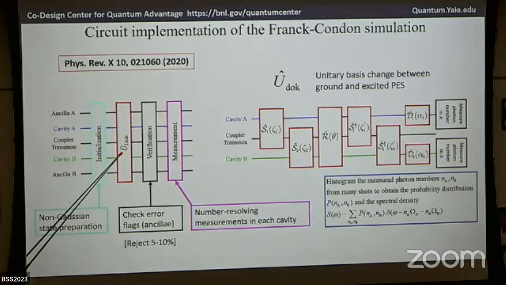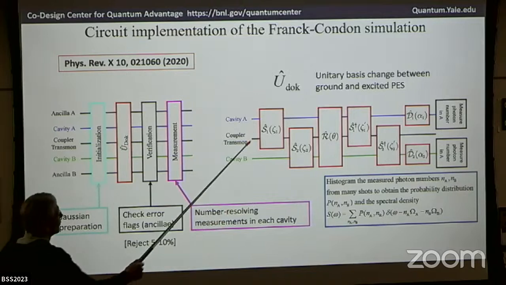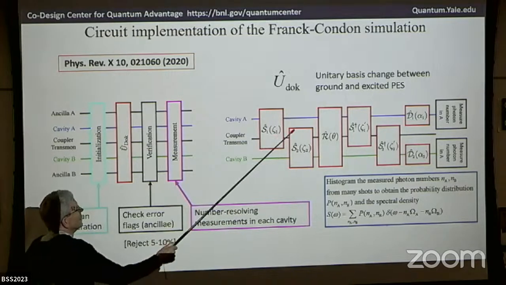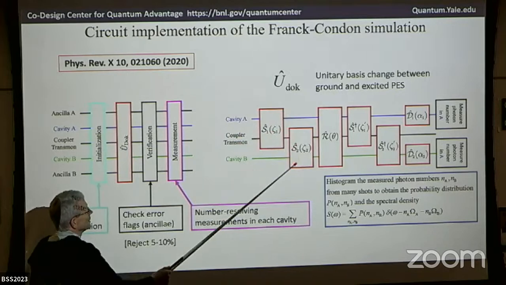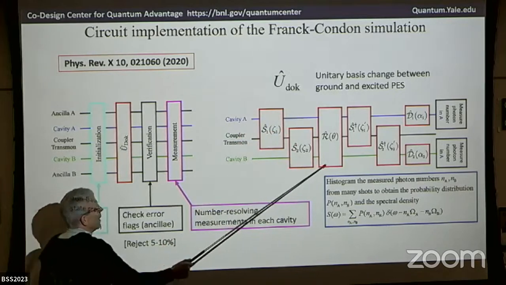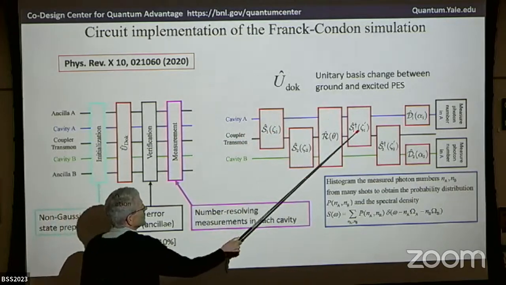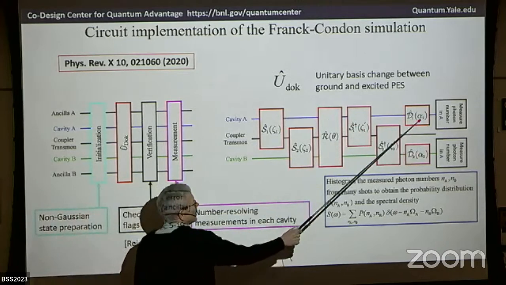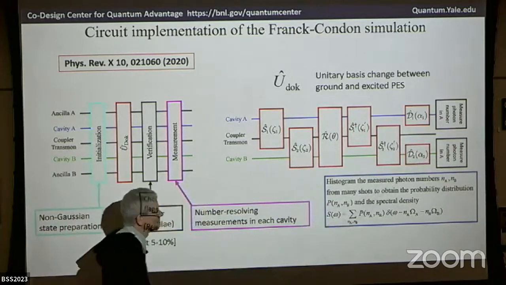Okay, now how do you do that transformation? It involves squeezing, which we again use as a coupler, squeezing of Alice, squeezing of Bob, a beam splitter between them, some more squeezing, and some displacements, and then measurements.